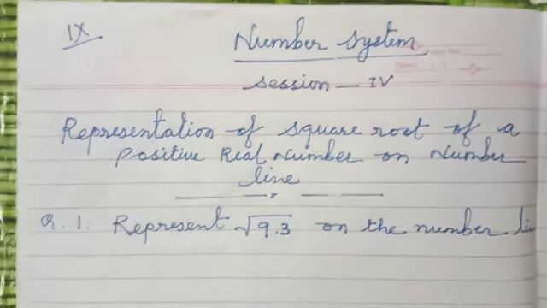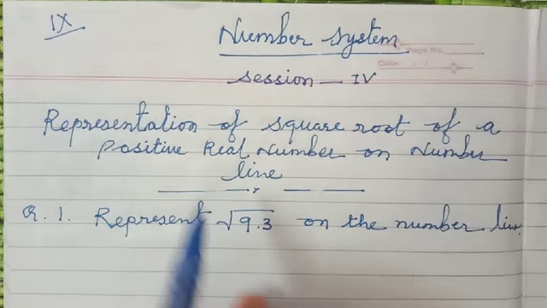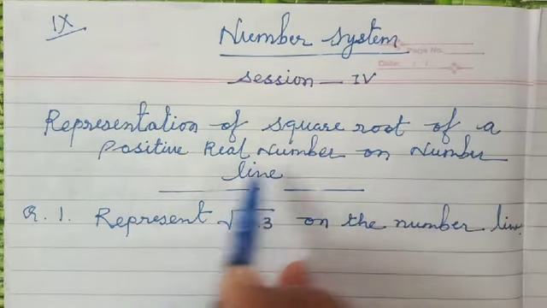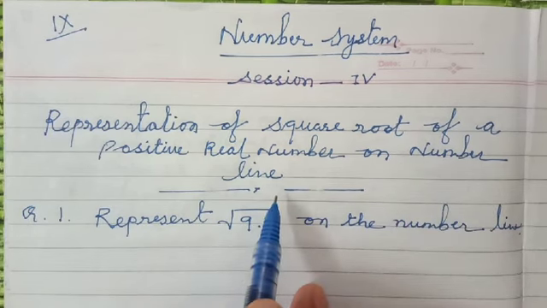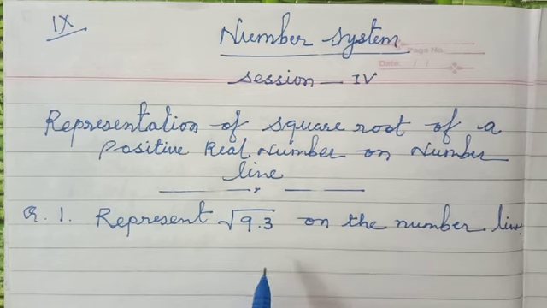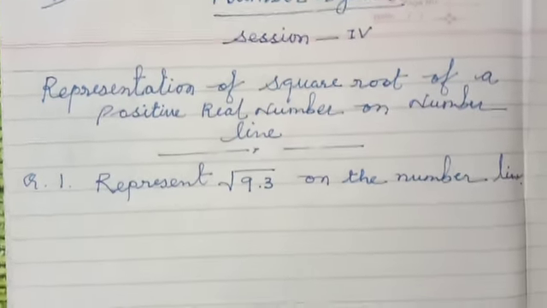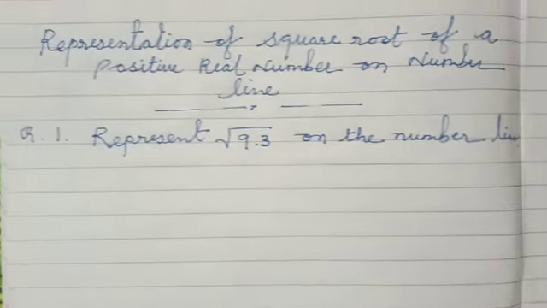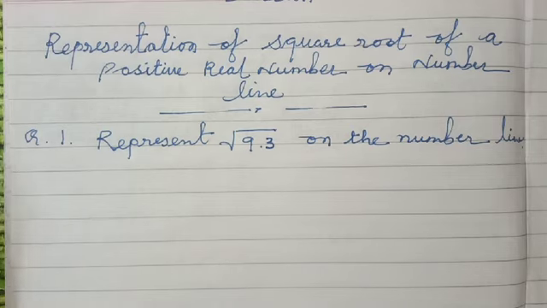So let's start. Our topic is the representation of the square root of a positive real number on the number line. But which type of real numbers? The real numbers which are in decimal form. The square roots of such decimal numbers we should represent on the number line. So step by step we will learn how to represent those numbers on the number line.